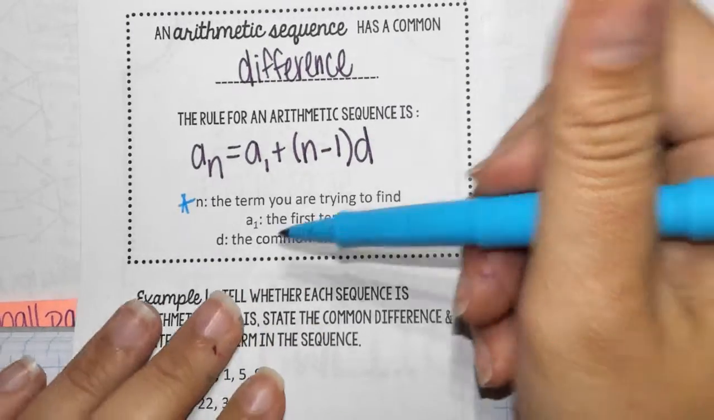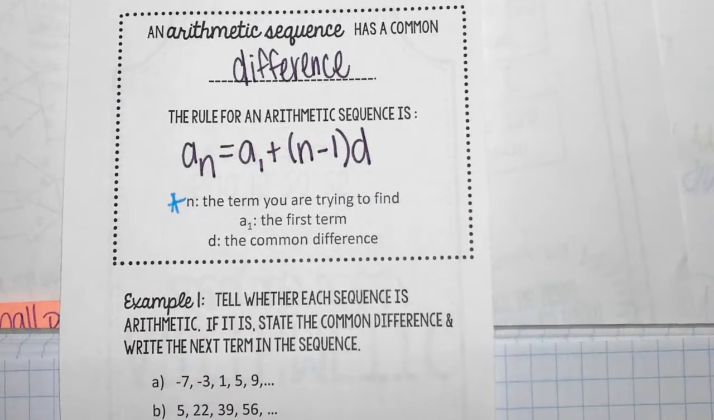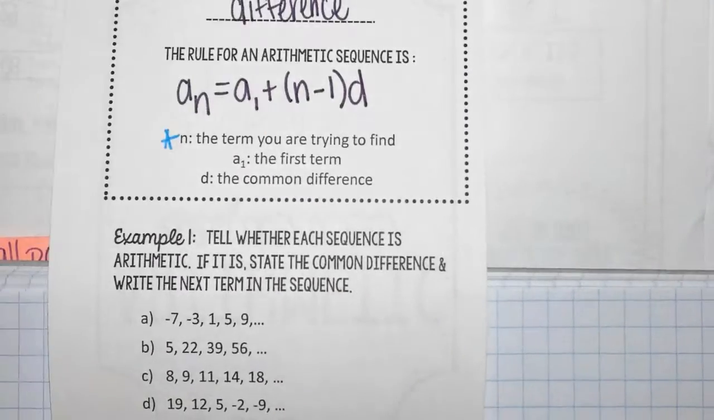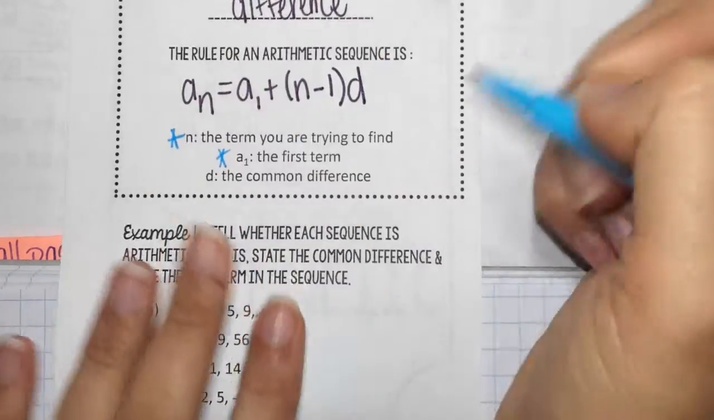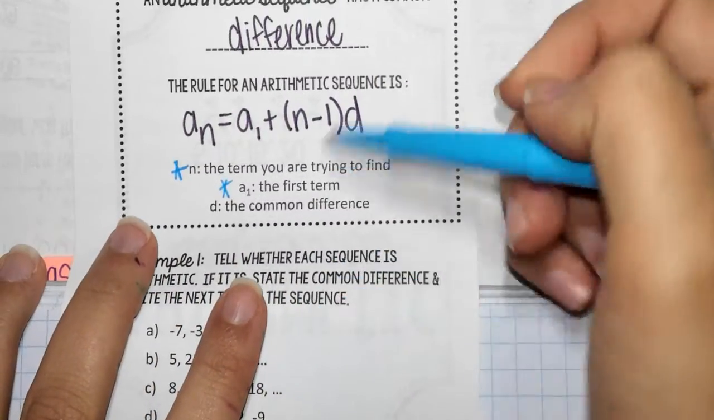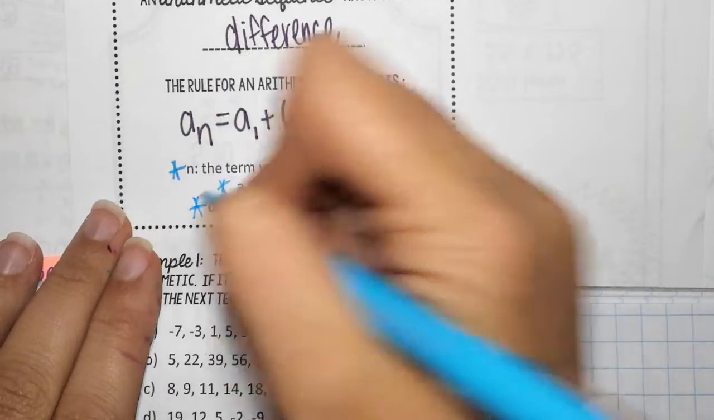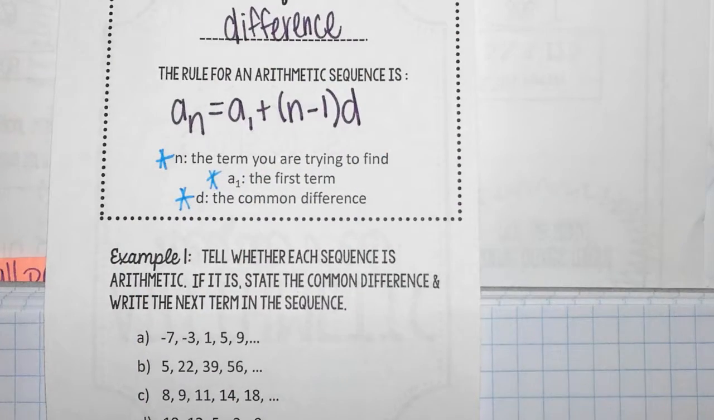Fantastic. Now, A sub 1 is the first term. So looking at our sequence on the front, what was the first term of this sequence? 5. So you would plug in 5. And the common difference is how much you increase or decrease each time. That one increased by 5, so you would plug in 5 there. These are very, very, very important.